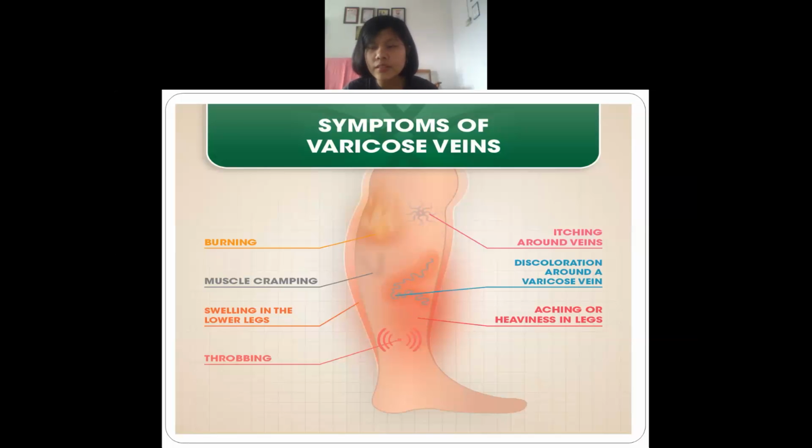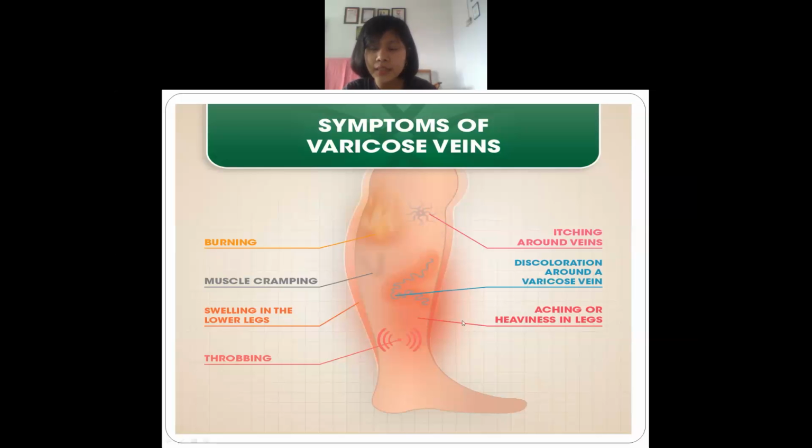Next is itching around veins. Means in this portion it will itch. You know the meaning of itch, na? Means खुजली होना, means itching. Okay. Next is discoloration of the varicose vein. It will be discolored. Means the color will change. The color will change into purple, dark purple or blue. So it will change into that color.